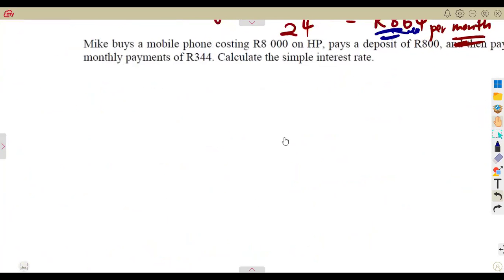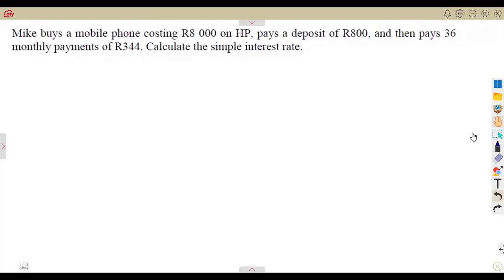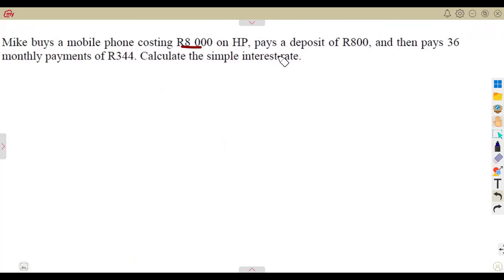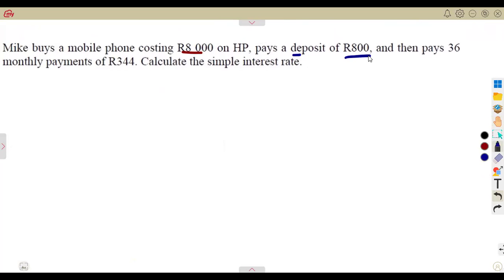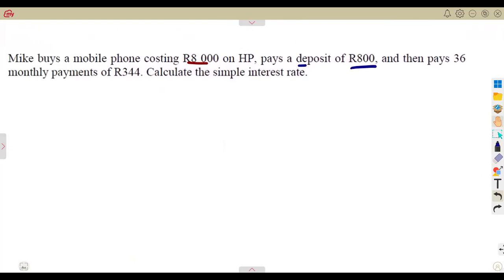Let us check another question. On our hire purchase, we are given that Mike buys a mobile phone costing 18,000 on hire purchase, which is HP. Then we are given that he pays a deposit. So already there, the deposit was paid. This is the deposit amount. It's not a percentage like what we were given before.